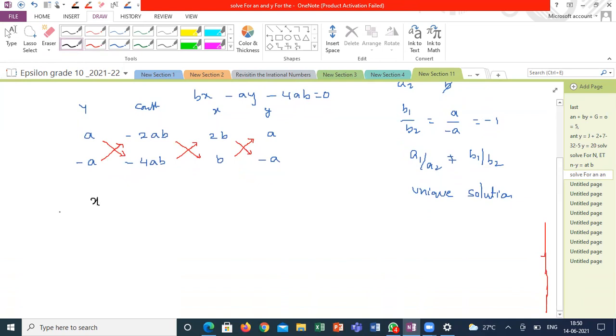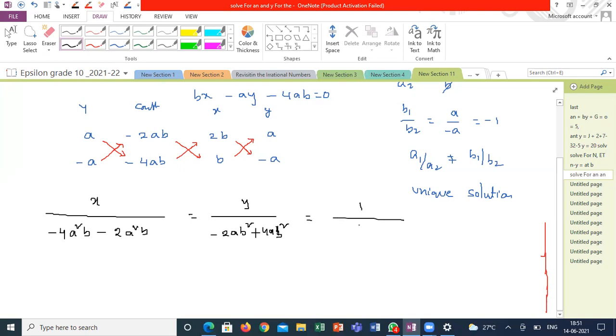X divided by, anyone can say what you will get? Minus A into minus 4AB, so 4a square b I can write. Minus 4AB. Minus into minus is plus, plus into this will be 2a square b. Now y divided by what will I get? Minus 2ab square, minus this into this is minus, minus of minus is plus again. So 4ab square.